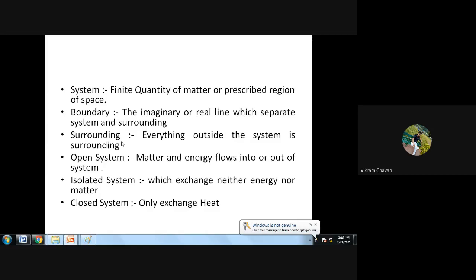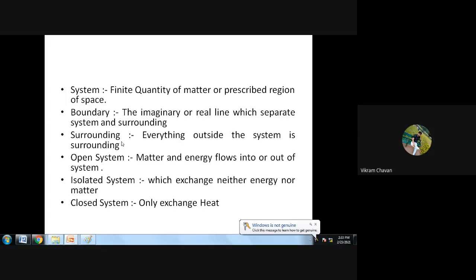Okay, in case of a matter transformation, we have to consider the real boundaries of a system. So we can say that boundary is the imaginary or real line which separates the system and surrounding. Then everything outside the system, that will be the surrounding.